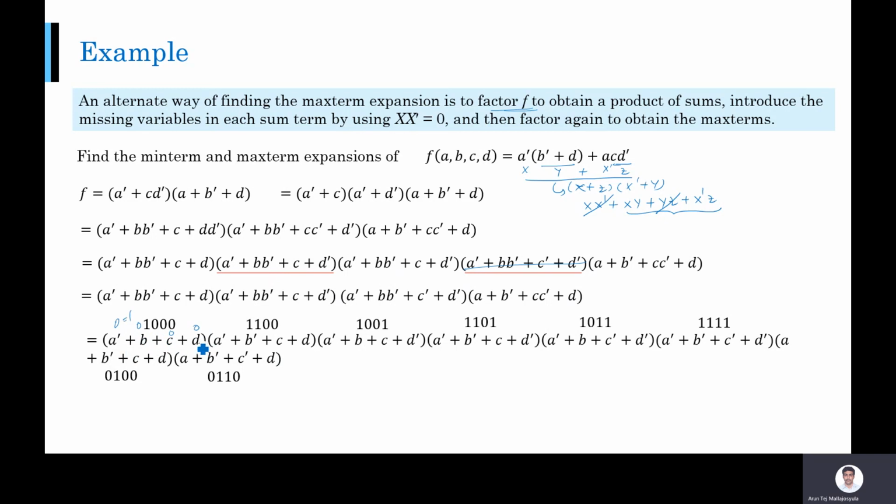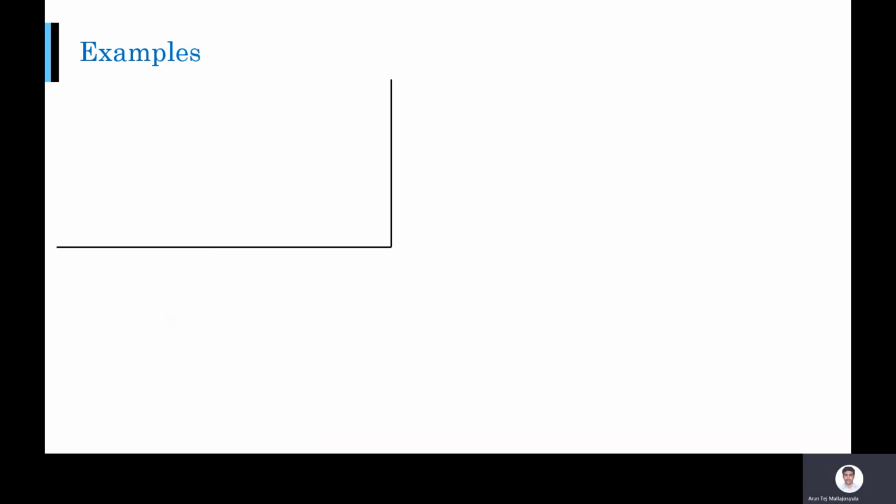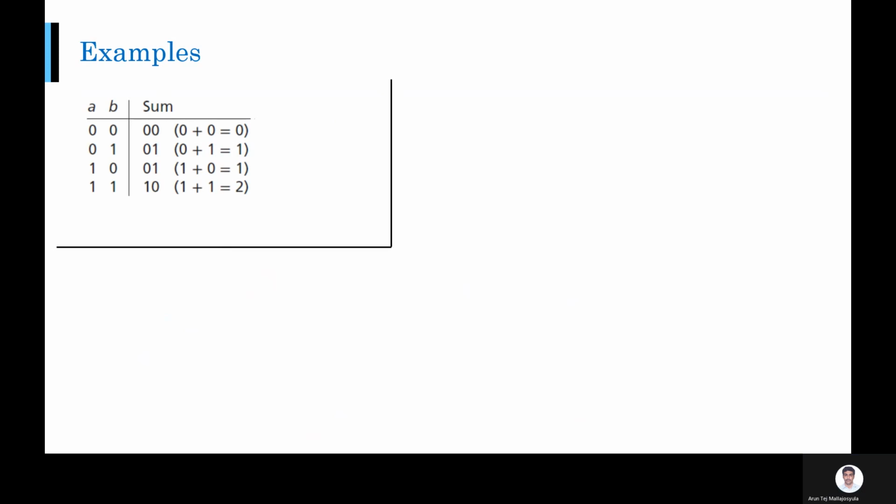So a' + b + c + d will be 0 for the 1 0 0 combination, which is m 0 1 2 3, I think this is 8, and so on. Further also you can list, and so you can get your max term form. Once you get this max term form, you can get the min term form also. Whatever row numbers are missing, you put them and you get the min term form. All right. So now let us take a more useful example.